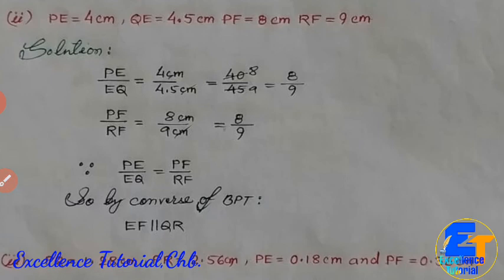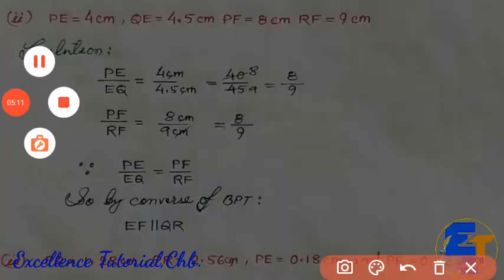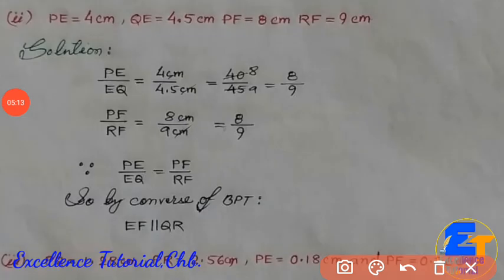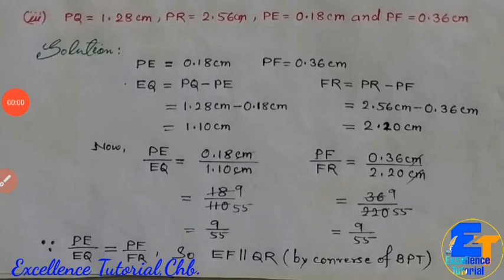Since in this case for the second question we got ratios equal, 8 by 9, 8 by 9, that is why we can write by converse of BPT or by converse of Thales theorem, EF will become parallel to QR. And this is the solution for the third question, and almost the solution process is same as we did in the previous sum.